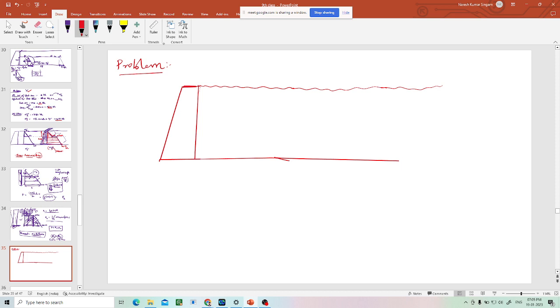So now there are again two layers in this. Each layer height, this is 3 meters, this one is 2 meters. Now for this layer, cohesion is C equal to 5 kilonewton per meter square, and phi value is 0, gamma sat is 20 kilonewton per meter cube.